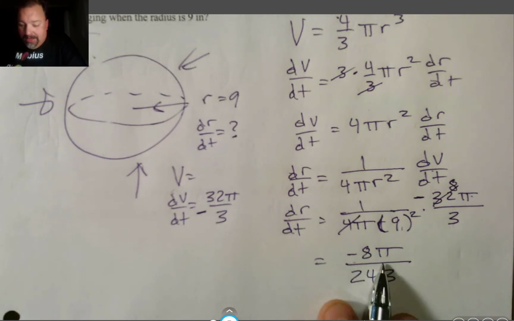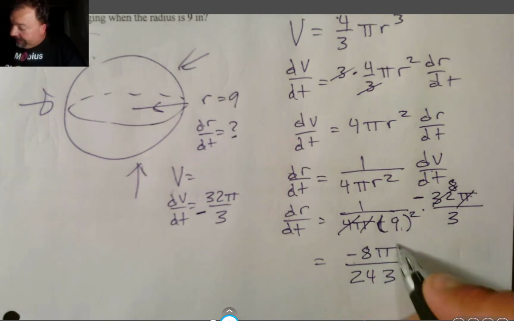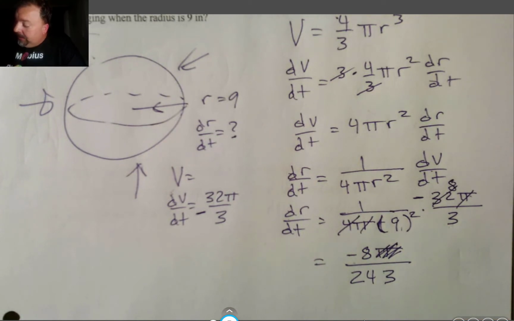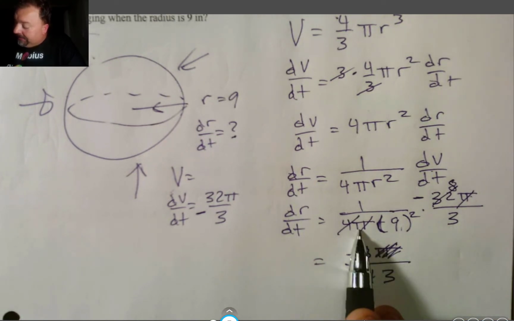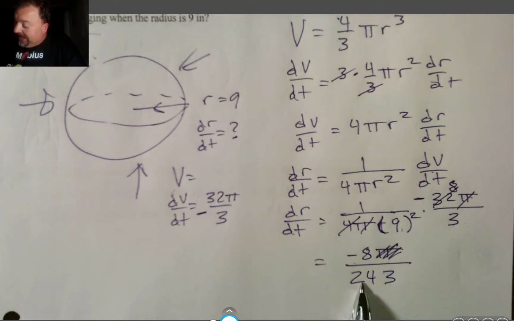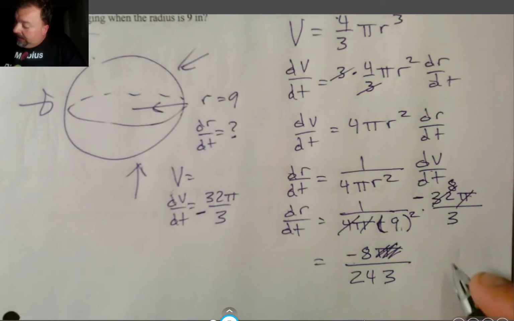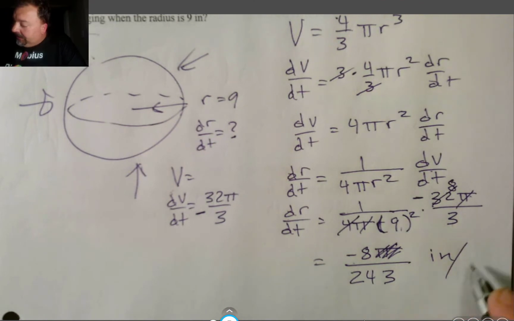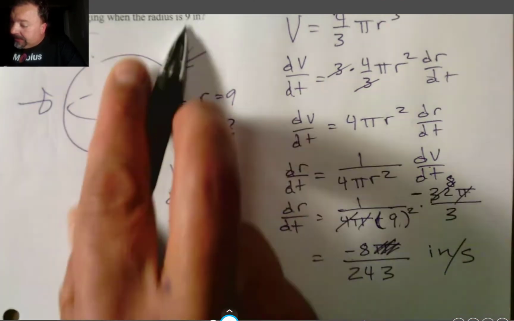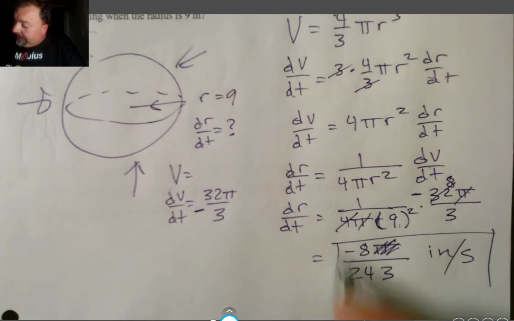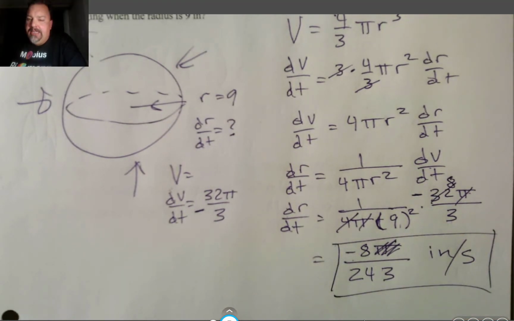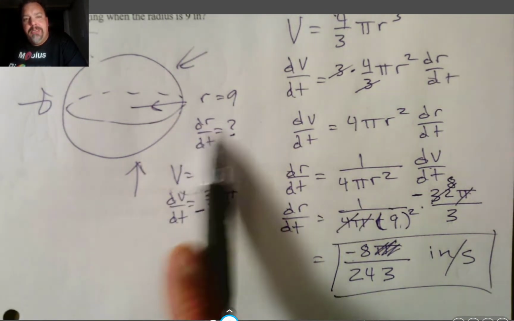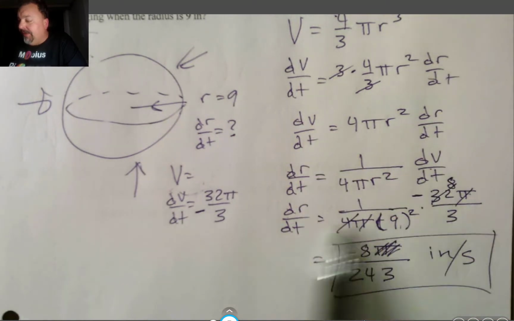So we got negative 8 pi. Oops, sorry, the pi is also canceled out. I forgot about that. So it's just negative 8 over 243. And that would be inches, because we're talking about radius over time. So inches per second. I think it's seconds? Yes, seconds. So there is our final answer: negative 8 over 243 inches per second. This one's a little bit different because now you're solving for dr/dt, so you have to flip the formula around a little bit.